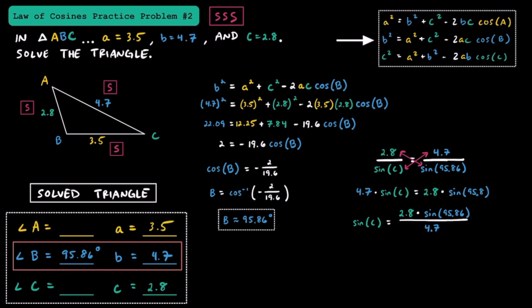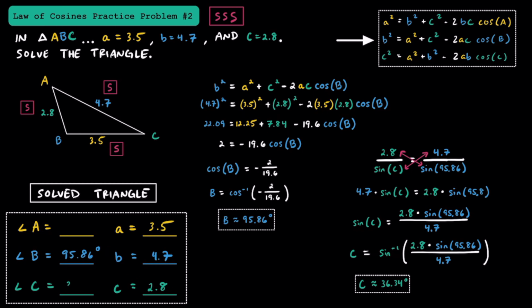And just like earlier, to find angle C, we're going to have to use the arc sine or inverse sine function to do so. Angle C will equal arc sine of 2.8 times sine of 95.86 over 4.7. And plugging this into a calculator, we find that angle C is about 36.34 degrees.